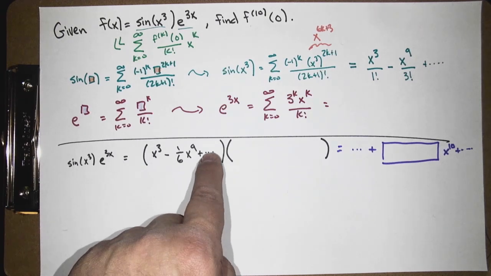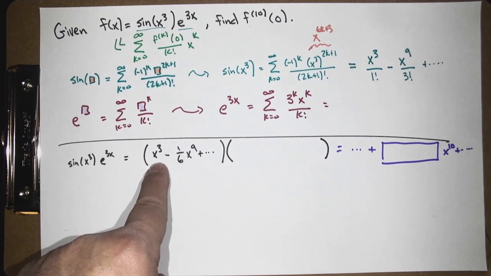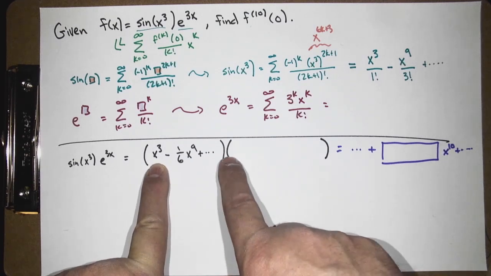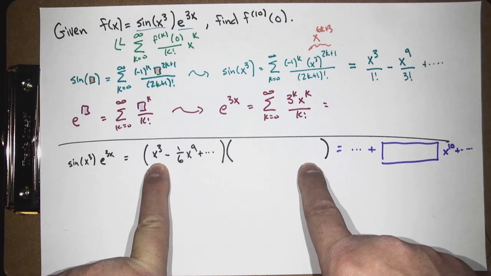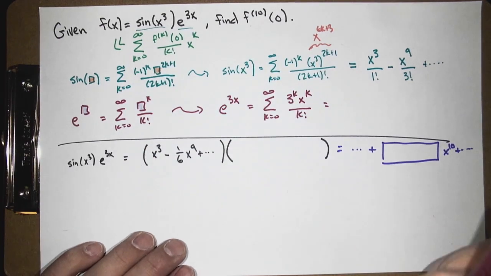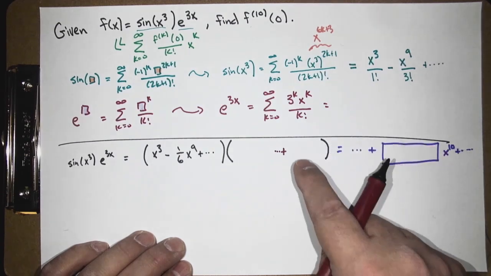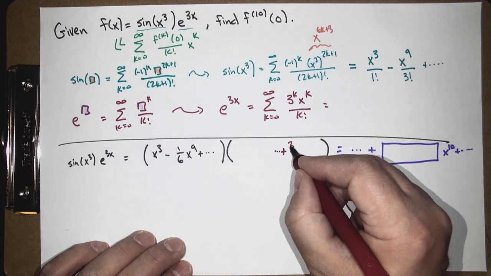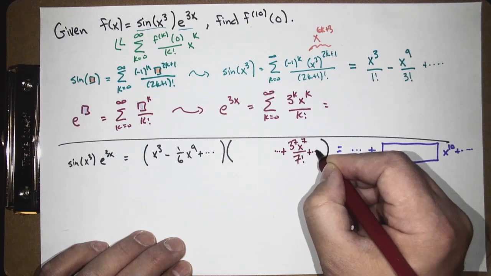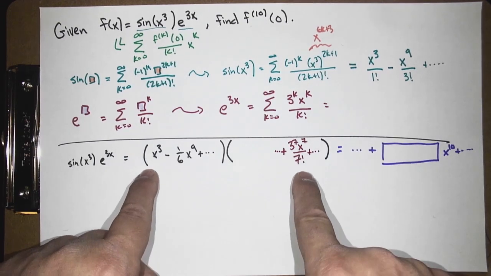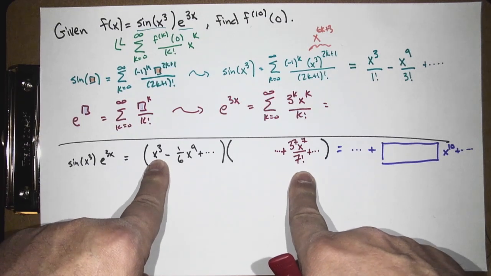Anything past this point will definitely be above x to the 10. So, if I have an x cubed here, what do I have to multiply it by in here to get up to x to the 10? X to the 7. So, we say, hey, let's be smart. Let's talk about x to the 7. So, that would be 3 to the 7, x to the 7 over 7 factorial. That would give us an x to the 10. That's the only way to get x to the 10 if we use this x cubed.